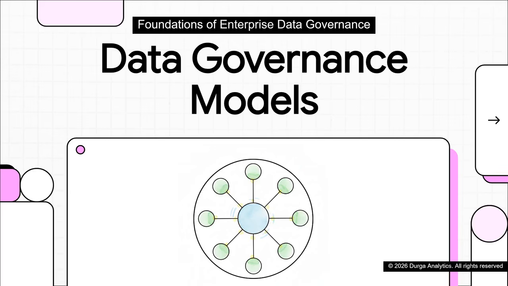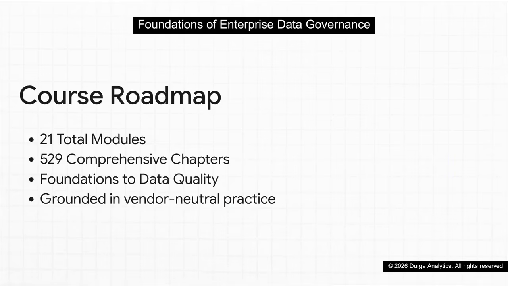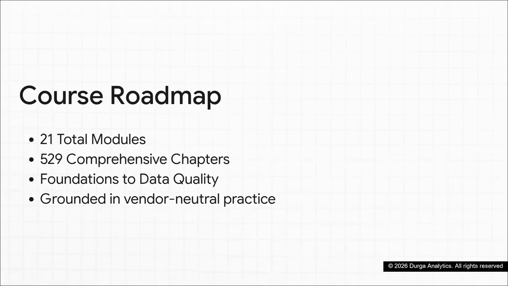We're bringing decades of hands-on experience, designing and running governance programs across highly regulated banking, energy trading, and asset management enterprises directly to you. Just to set the stage and give you some context on where we are in our journey, our entire roadmap spans 21 modules and 529 comprehensive chapters.